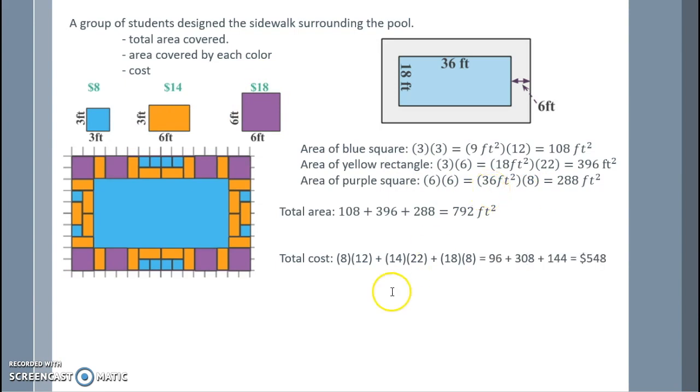So for a total of 8 times 12, which is 96, 14 times 22, which is 308, and 18 times 8, which is 144. So adding it all together, we get $548.